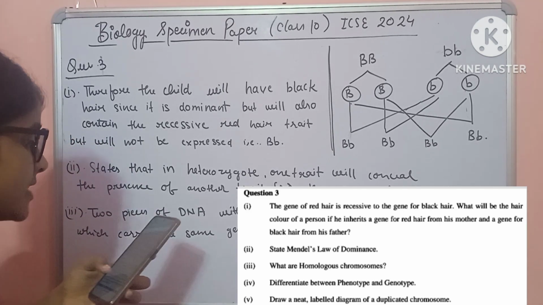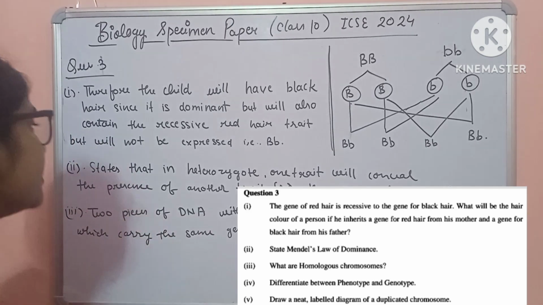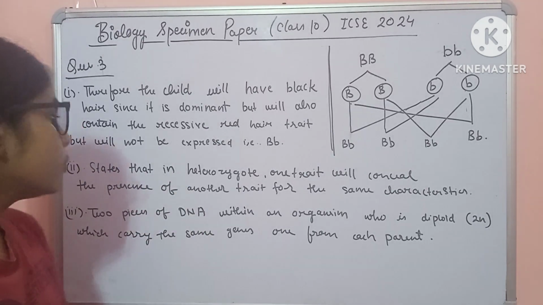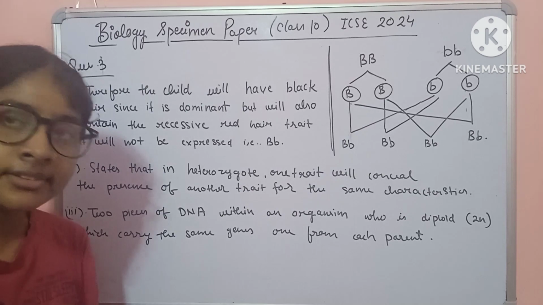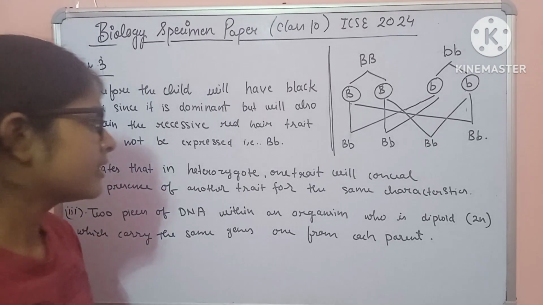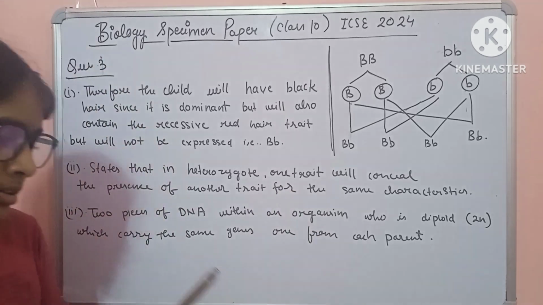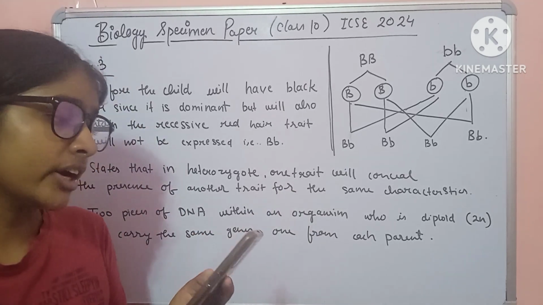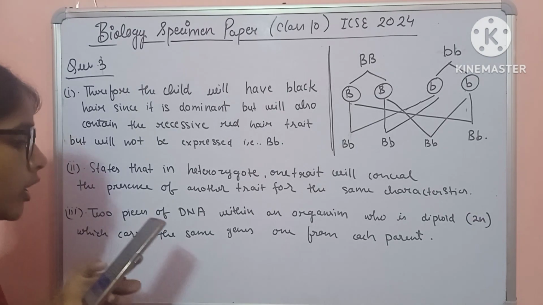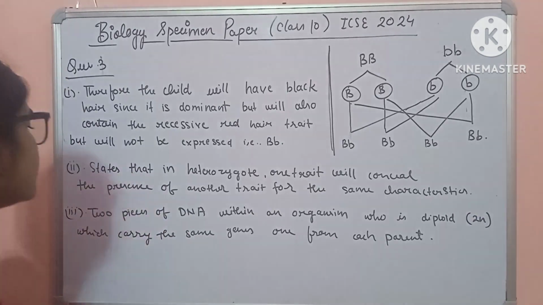Second, state Mendel's law of dominance. Mendel's law of dominance states that in a heterozygote, one trait will conceal the presence of another trait for the same characteristic. You can write in detail also, but I have written it in short because this question carries 5 marks. So it is enough.